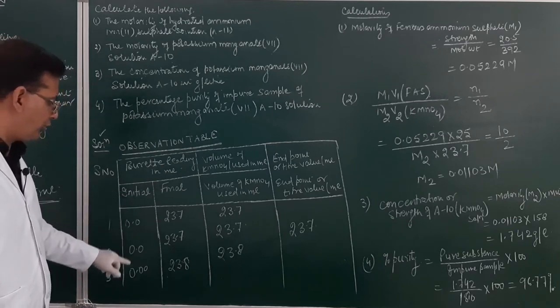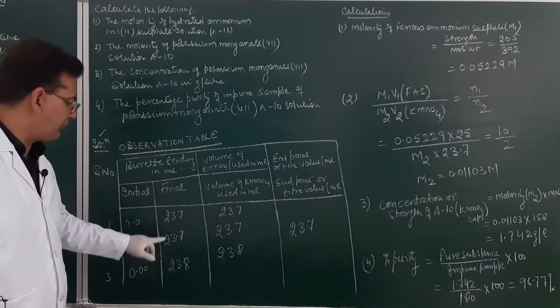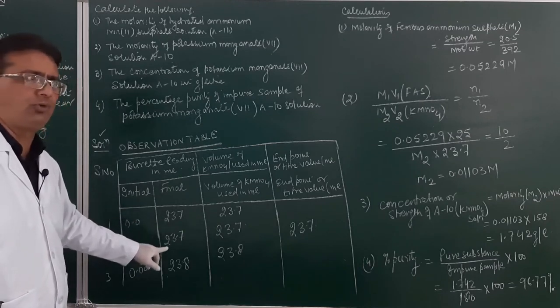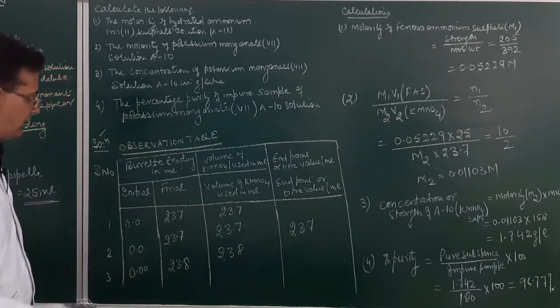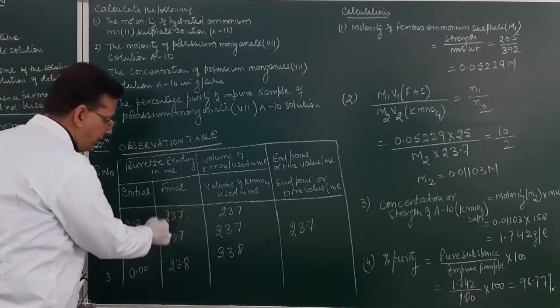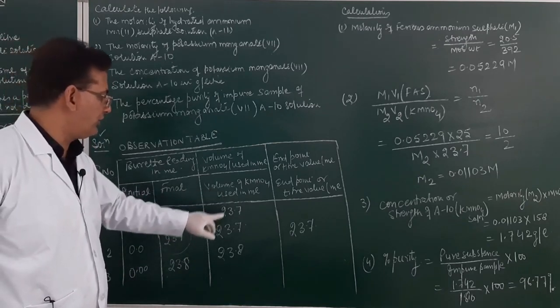Initial value 0, 0, 0. What is the final value coming over here? 23.7. Suppose in the second experimentation also it comes to be 23.7, and in the third experimentation it comes to be 23.8. So what are the two concordant readings? 23.7.